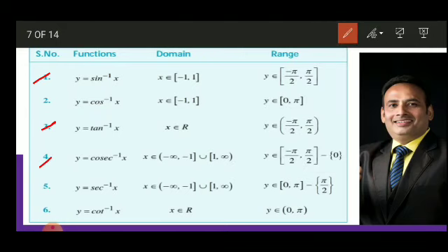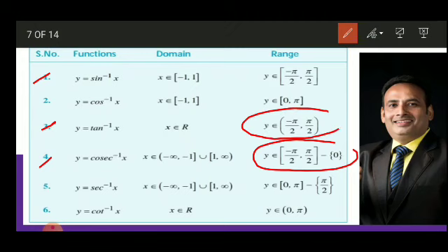Fourth one, okay: sine inverse x, tan inverse x, and cosec inverse x. Here you can see this is minus pi by 2 to plus pi by 2. Here also minus pi by 2, plus pi by 2. Sine inverse, tan inverse, and cosec inverse share first and third quadrant.